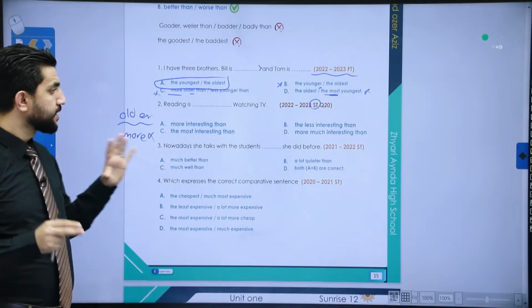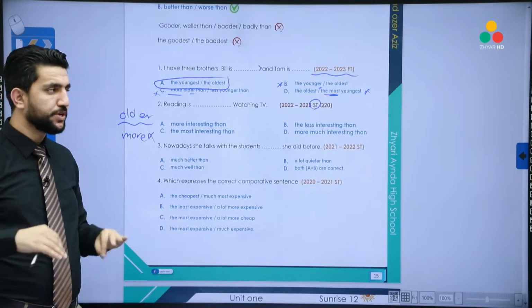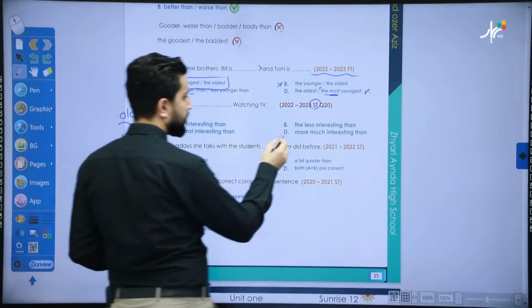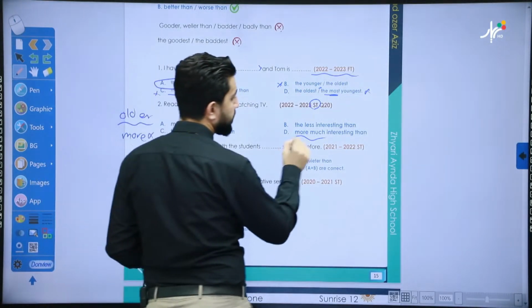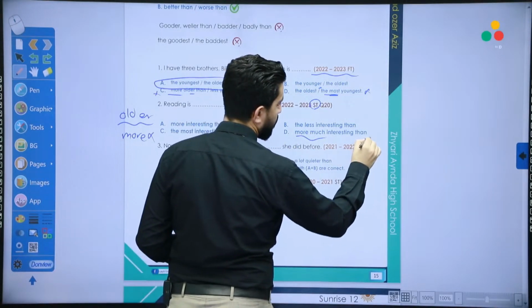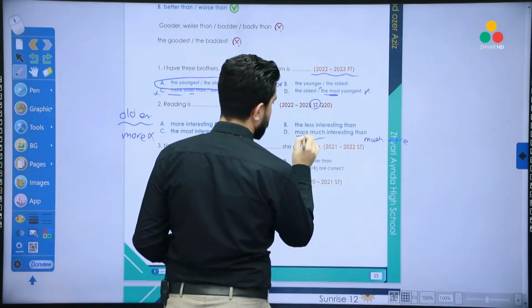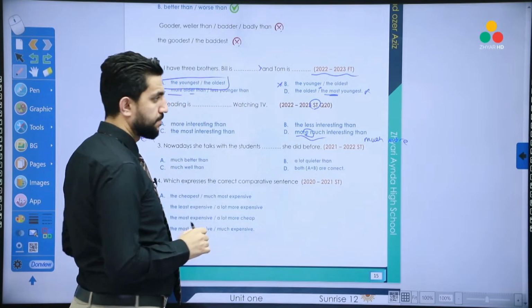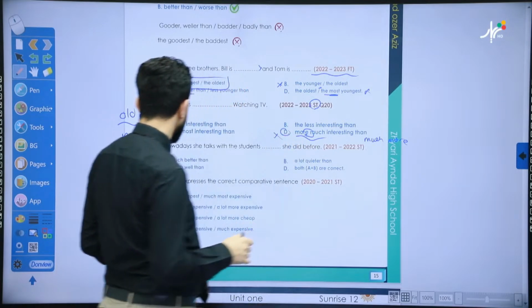Reading, watching. First, let's see which one is completely wrong, which one is incorrect. Okay, this one, do you think is correct? It's not. Why? We don't say more much, we say much more. Much more expensive, not more much. So the order is different. Yeah, only the order here is different, so it's wrong.